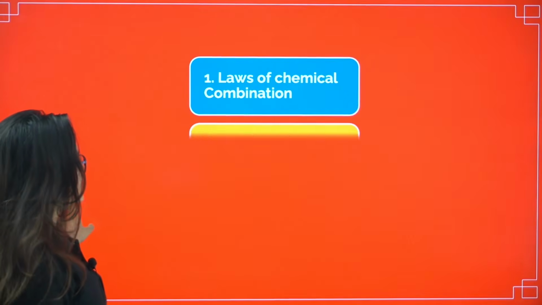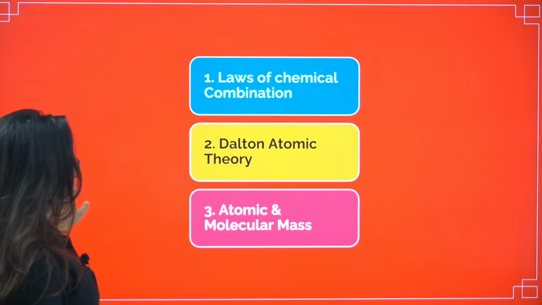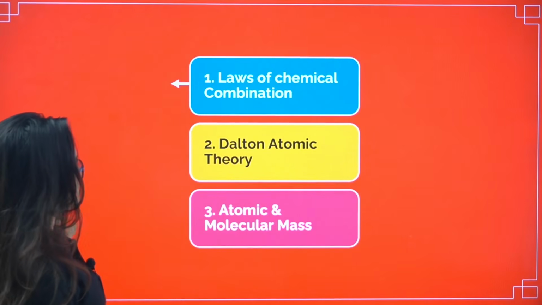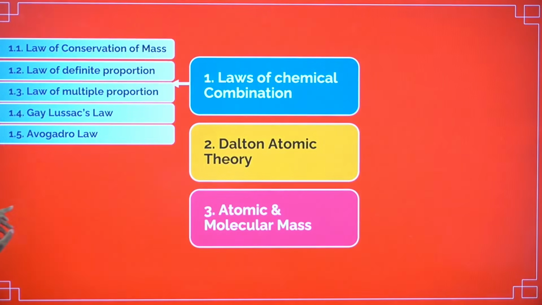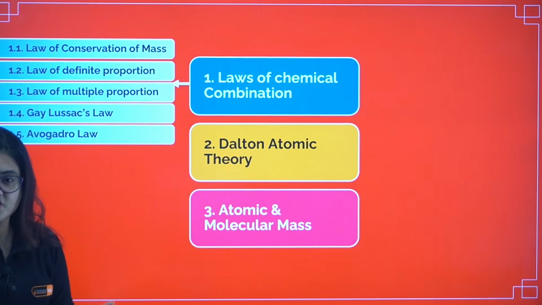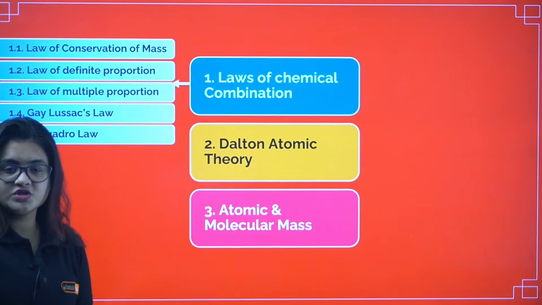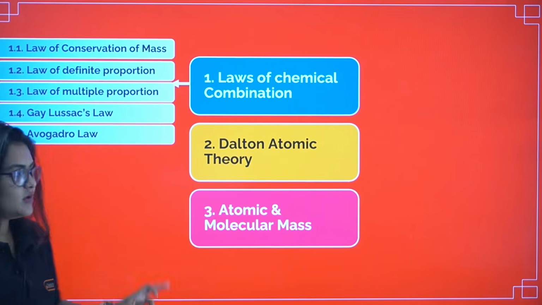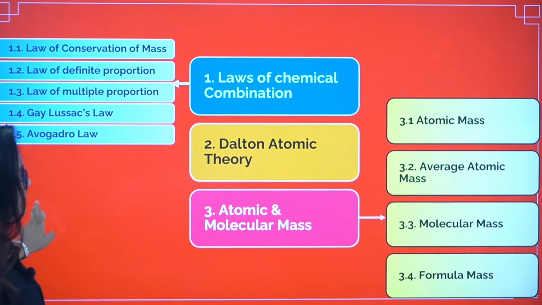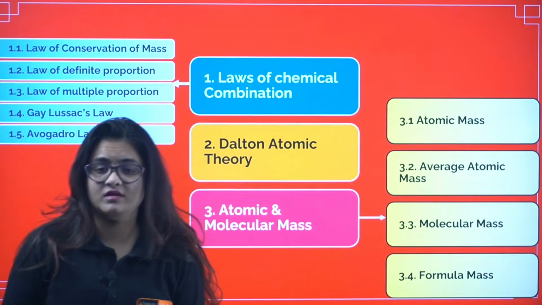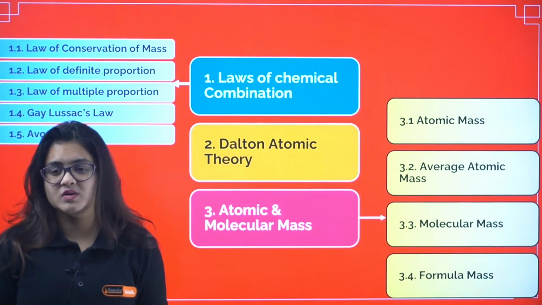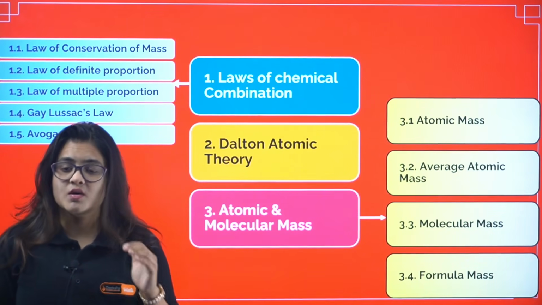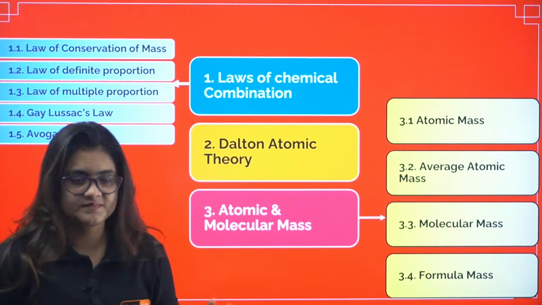Okay, so let's proceed with the first thing, that is law of chemical combination, Dalton's theory and atomic and molecular mass. In the law of chemical combination, we have a total of 5 laws. They are basically law of conservation of mass, law of definite proportion, law of multiple proportion, Gay-Lussac's law and Avogadro's law. Next, in the atomic and molecular mass, we have to get the proper idea about the atomic mass, average atomic mass, molecular mass and molecular formula.